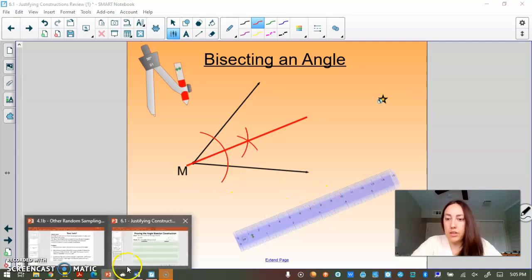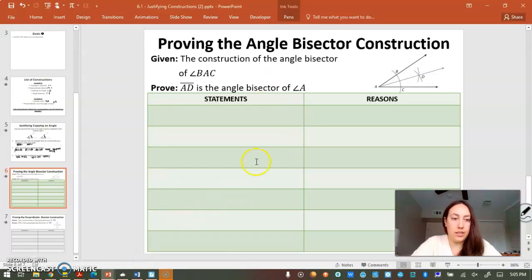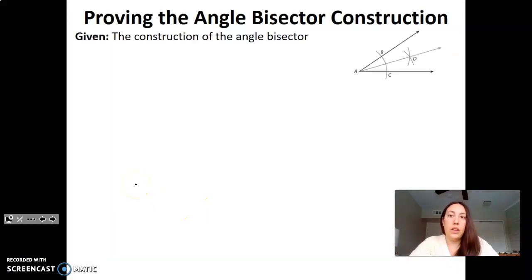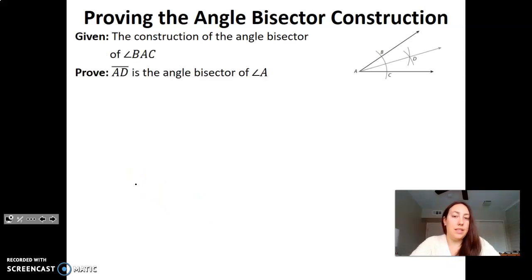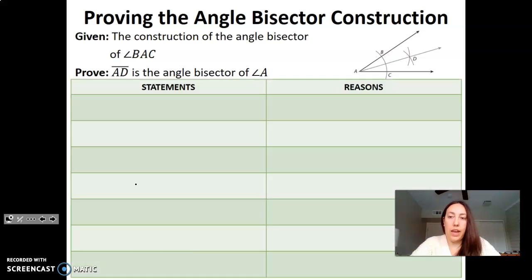So let's go back and talk about this construction, and this time we're going to do a two-column proof. So we're going to prove why this construction results in chopping our angle in half. So we're given the construction, and we're going to prove that AD is the angle bisector of angle A.